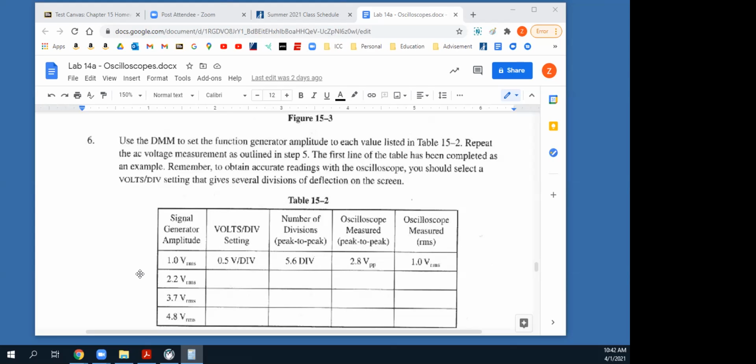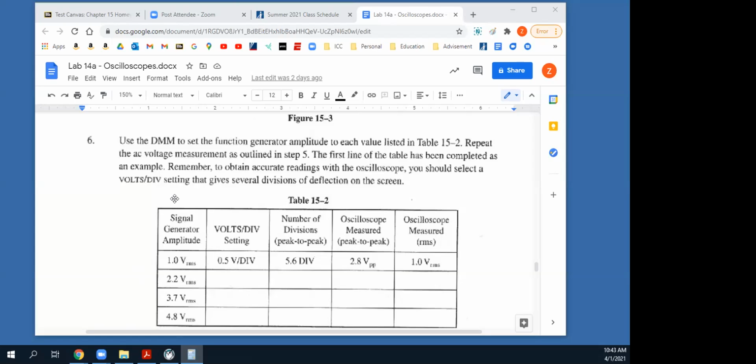Each of these divisions has 4 little hash marks in between. So if one block is 1 volt or 1 division, this would represent 0.2, 0.4, 0.6, 0.8, 1 division, right? So I'm reading up 1, 2, 3, 4, 5, 6.2 divisions. I happen to be set on 1 volt per division.